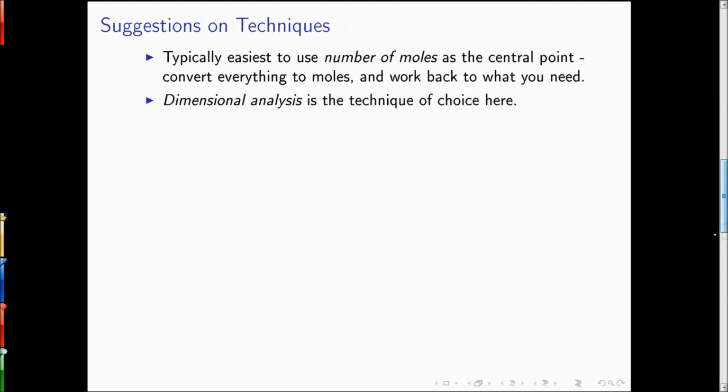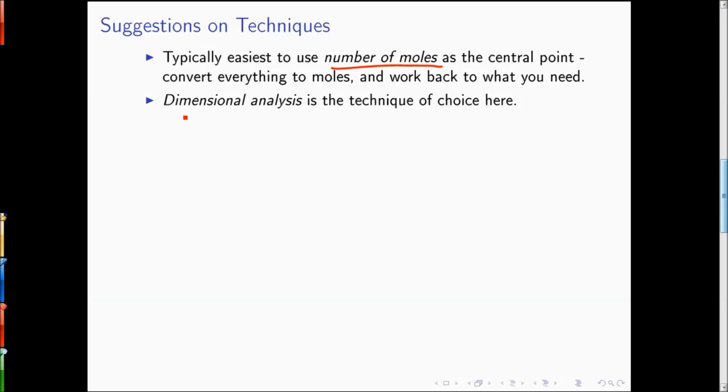So in terms of problem solving, there are 2 main techniques. One, use the number of moles as central point. There's really no right or wrong way of doing these problems, but what I found useful is to go for a number of moles. You might add a couple of steps, but you will get it right every time. Go to number of moles of whatever you have, and then convert to what you need.